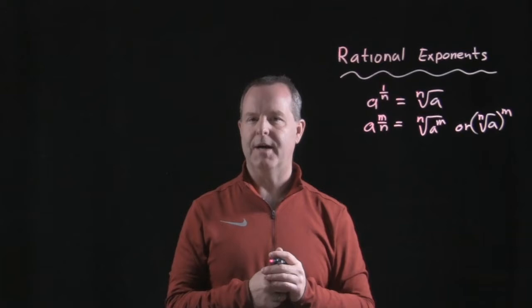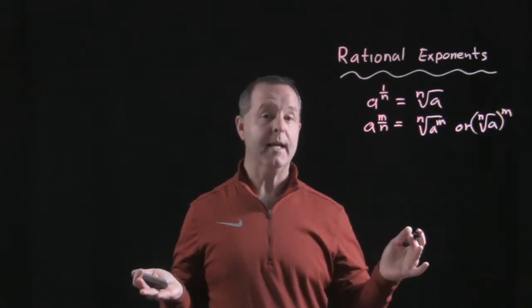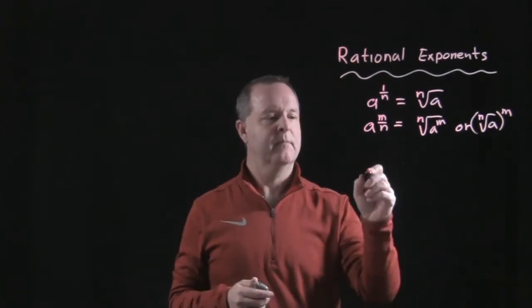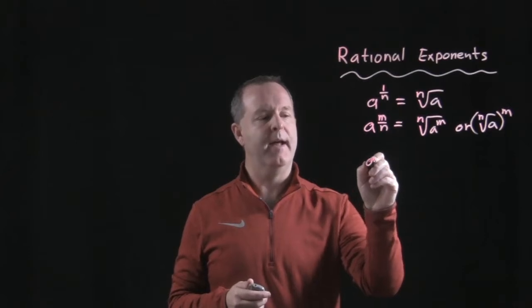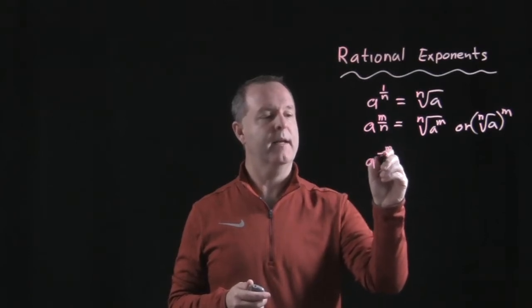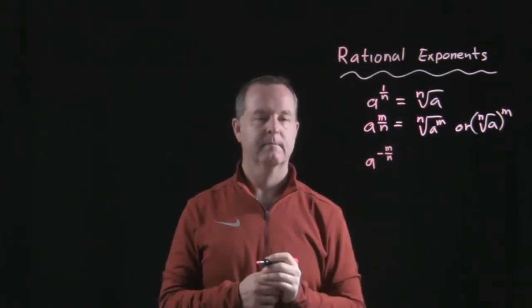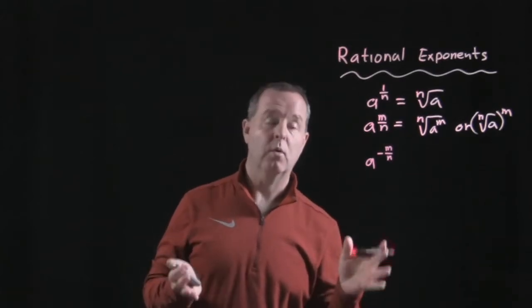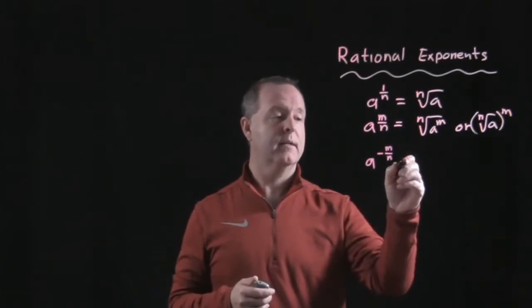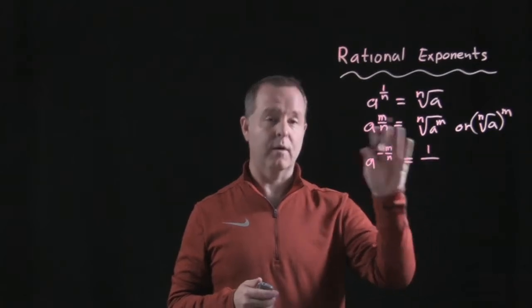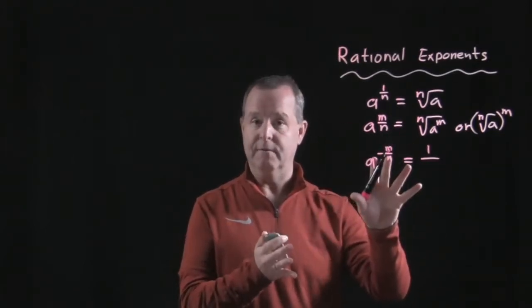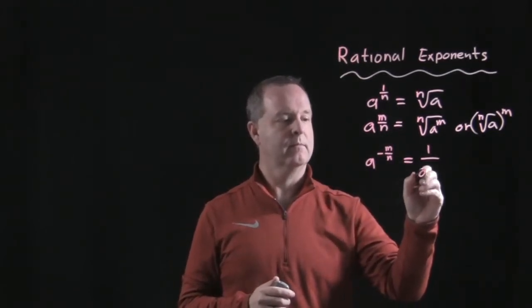What about a rational expression or a rational exponent? Can they be negative? Well, sure they can. That shouldn't bother us too much. So let's say we have a to the negative m over n. How do we think about that? Well, remember, if we have a negative exponent, that can be written as 1 over that same stuff, just in a positive form.